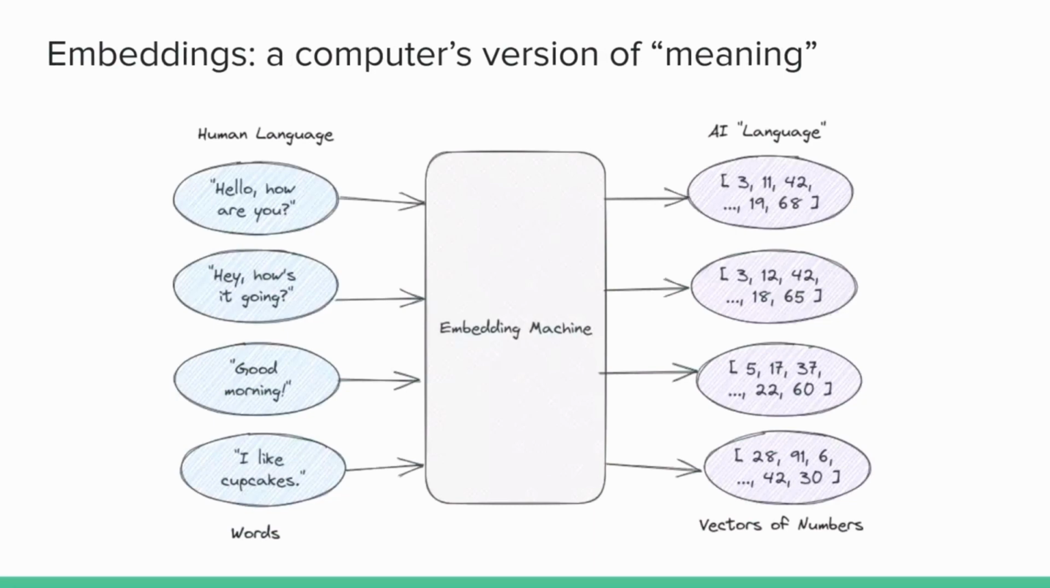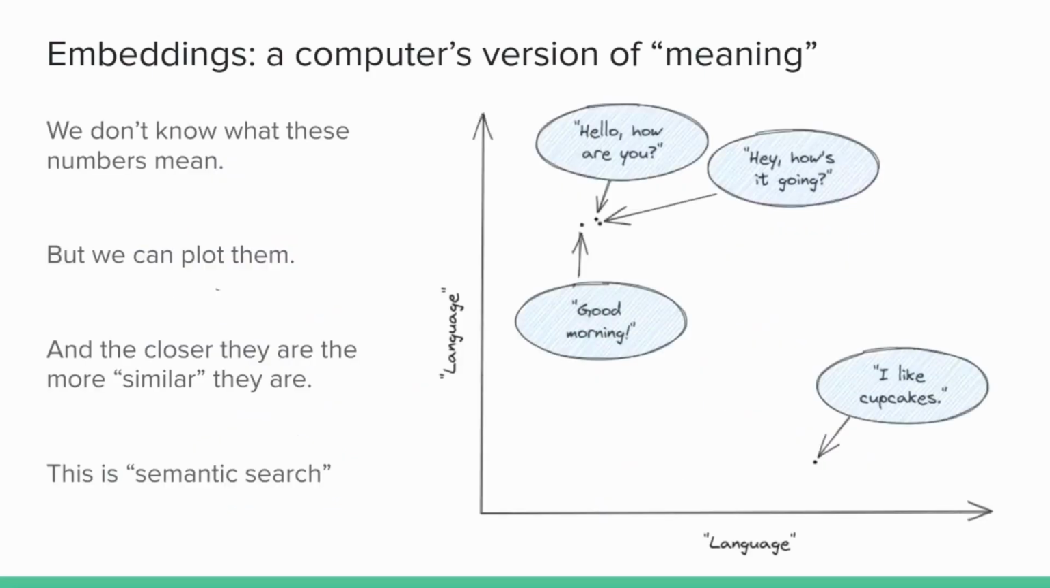We don't know what these numbers mean. If you said, why is that number 3? We can't tell you why that number is 3. All we know is that 3 is meaningful to the AI in its understanding of the human language. But what we do know is that the AI generates similar numbers for similar concepts.